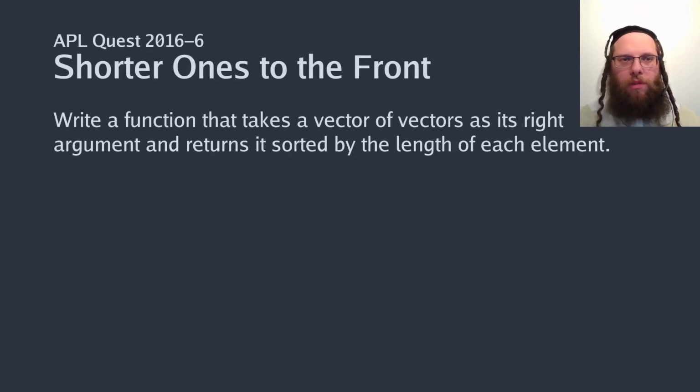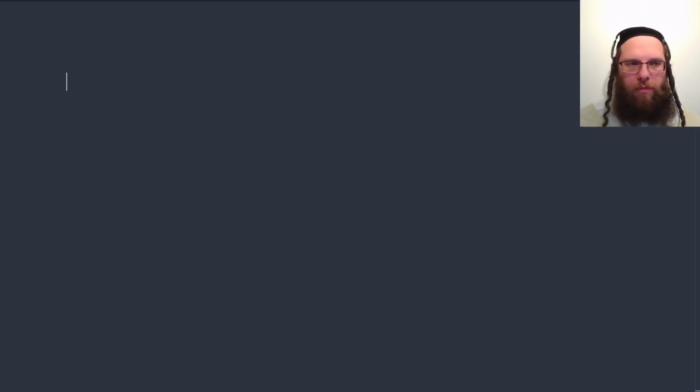Today's quest is the 6th from the 2016 round of the APL problem solving competition. We are to take a list of arrays, specifically a list of vectors or possibly scalars, and sort them by their length. The shortest ones are in the front and the longest ones at the end. This is really simple.